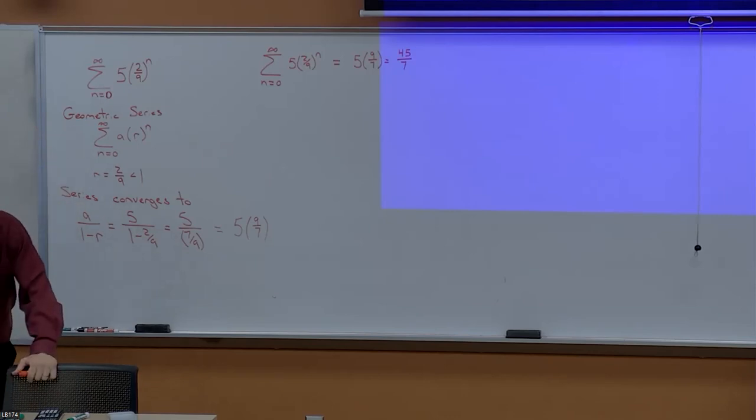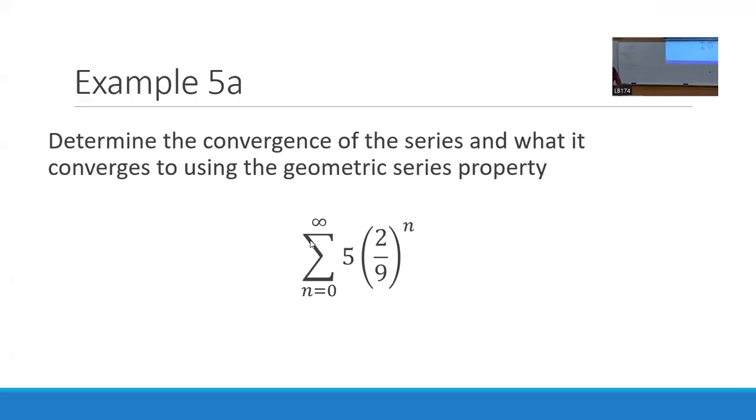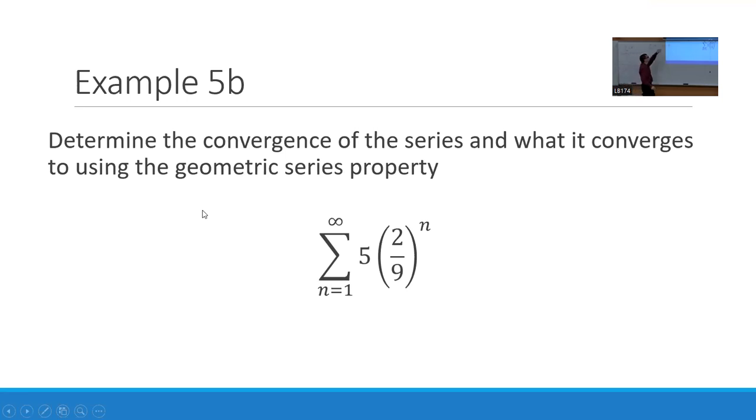Now, for the next step, we say, what if I didn't want my sum to start at 0. What if I dealt with an infinite series that started at 1 or even some other number? Okay. Now we're going to use the last problem, okay? That's the trick here. That's why this is called 5B. The other one is called 5A.